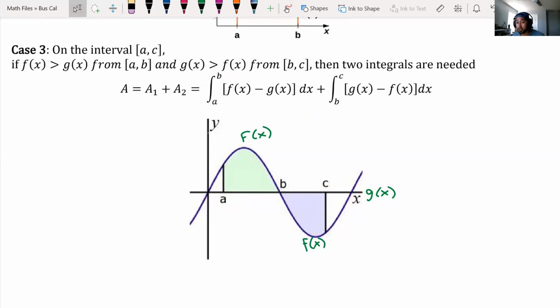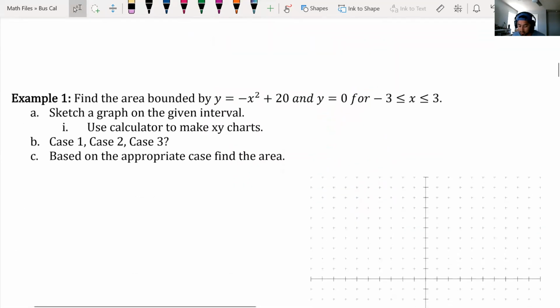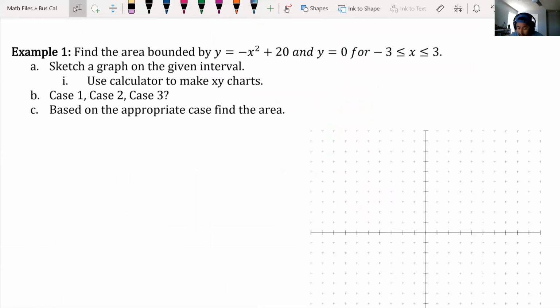Now let's put them to use. Example one. Find the area bounded by y equals negative x squared plus 20 and y equals 0 from negative 3 to 3. Sketch a graph on the given interval, and we're going to determine what case it is, and once we figure out what case it is, we'll find the area.